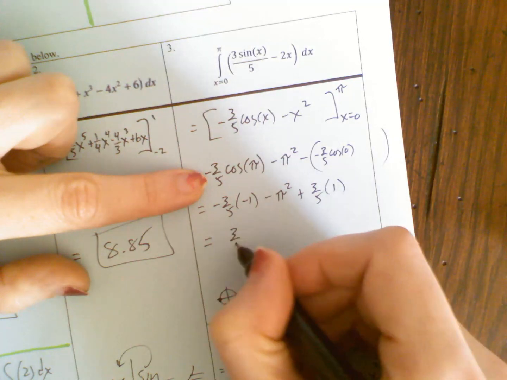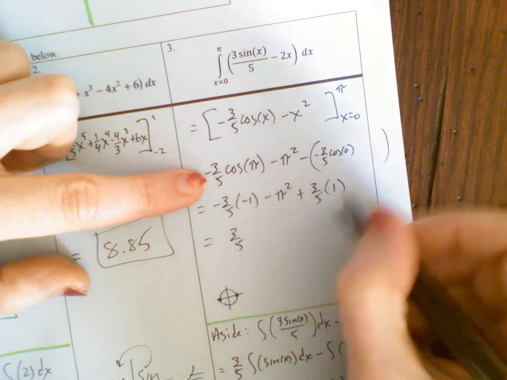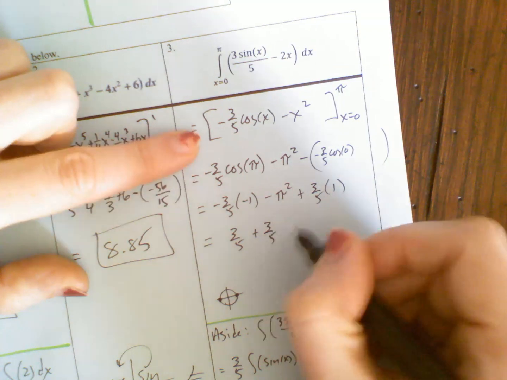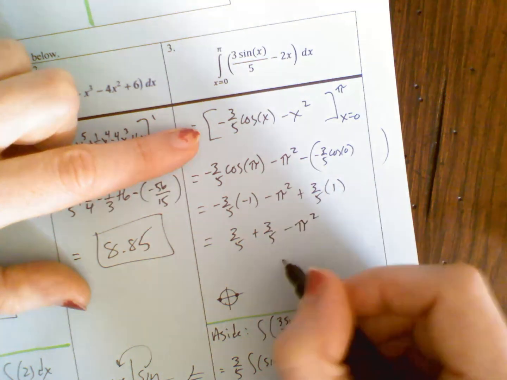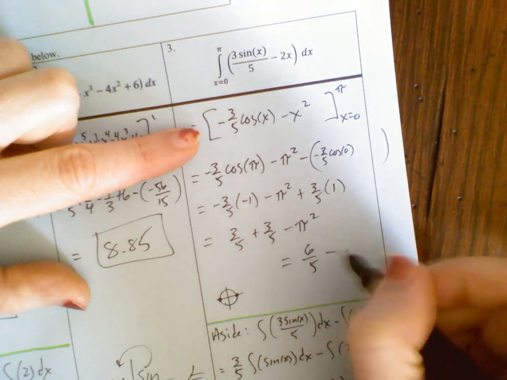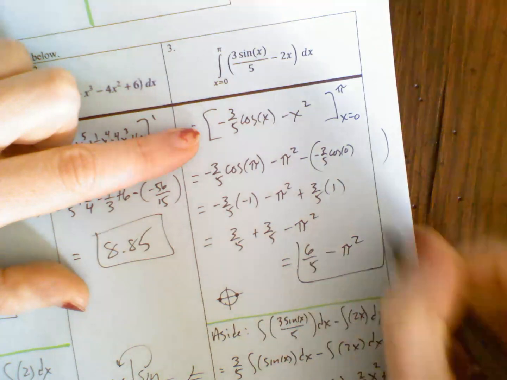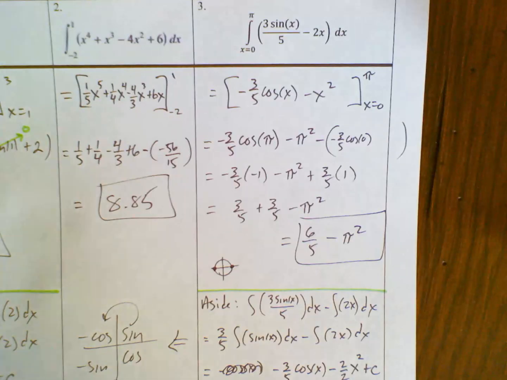So this is 3/5. That's another 3/5. I'll just move it. That's 6/5 minus pi squared. Okay, and if you got a decimal and did math 9, you would get the same exact thing.